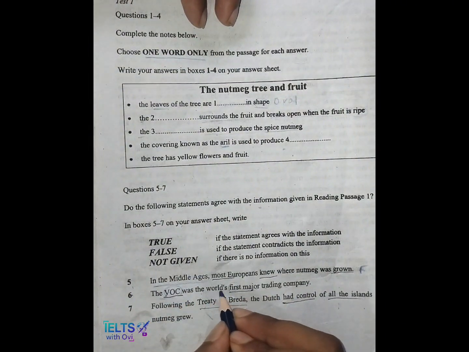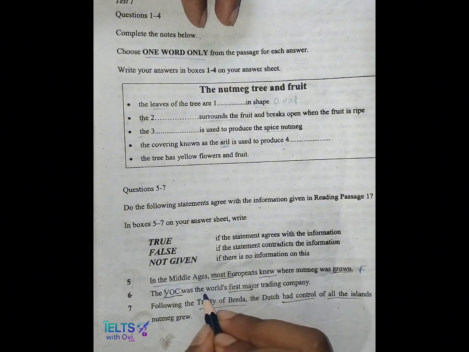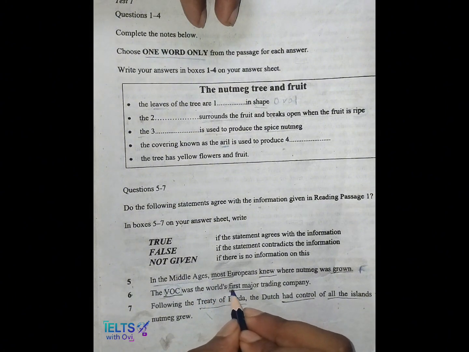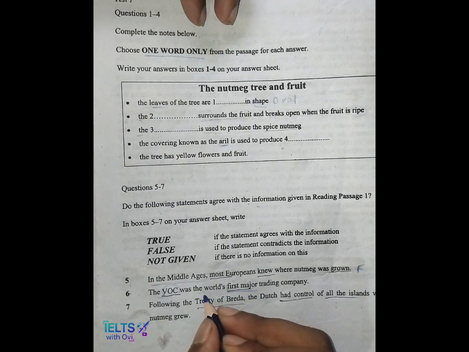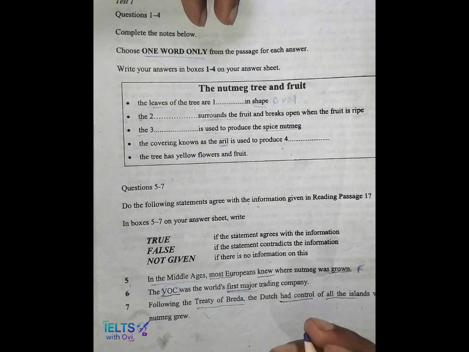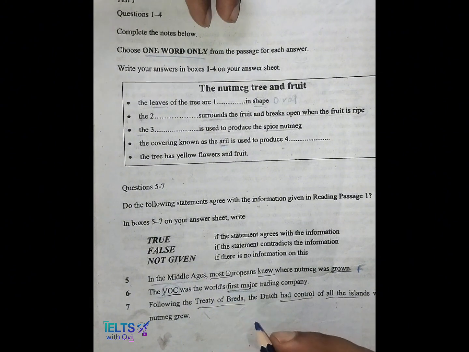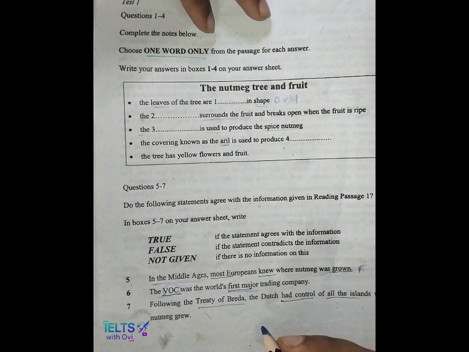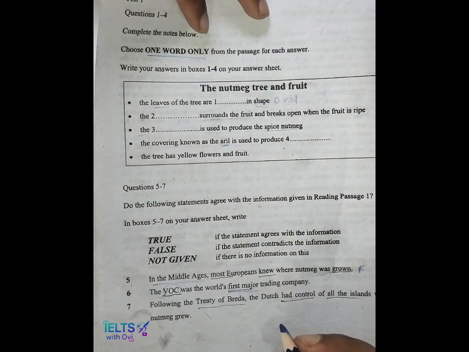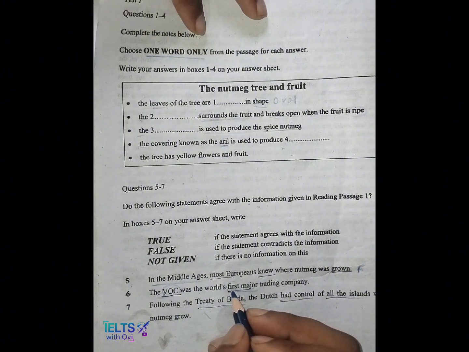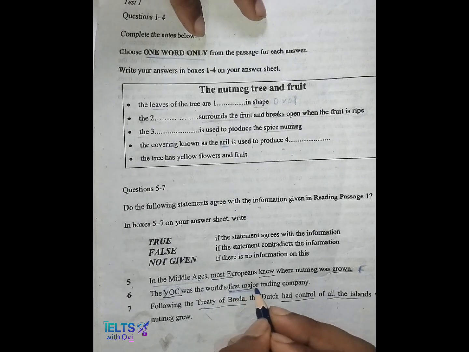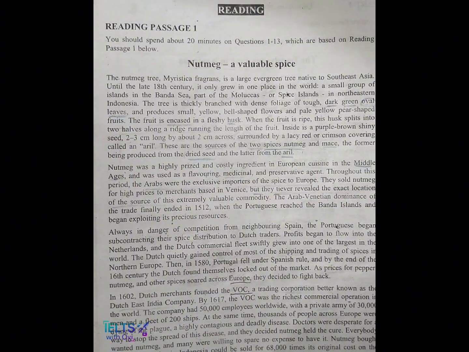The VOC was the world's first major trading company. If the VOC was the first major trading company, then it's true. If not, then it's false. They could say the VOC was the greatest, largest, or biggest company, but if they say it was first, then it's true. First major company is our keyword. So we have to find whether it is first or not.